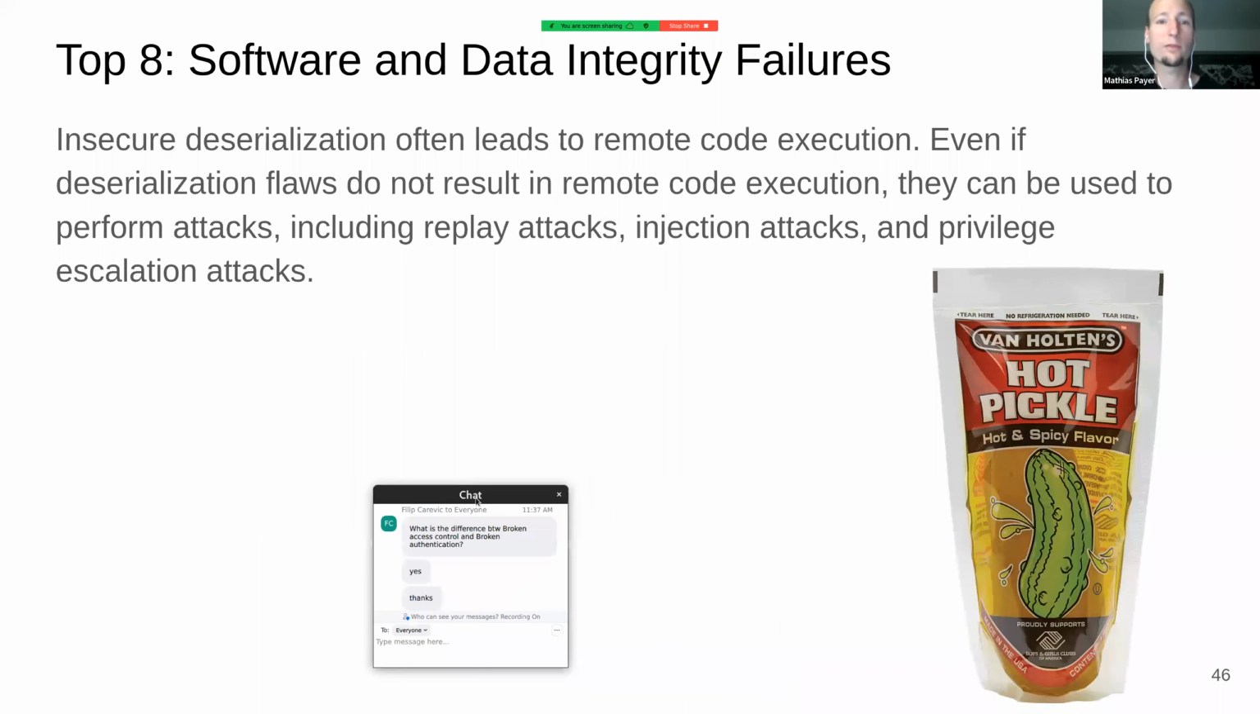Top 8, one of my recent favorites is software and data integrity failures. Unfortunately, it's only top 8. I think this should be a much higher issue, and maybe we'll see that change going forward. Insecure deserialization often leads to remote code execution. So web services request or get data from the attacker.